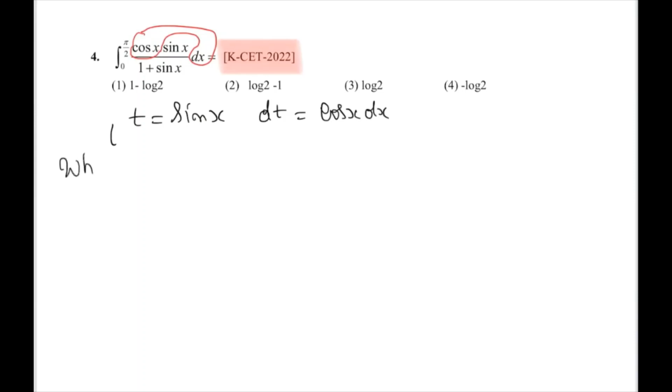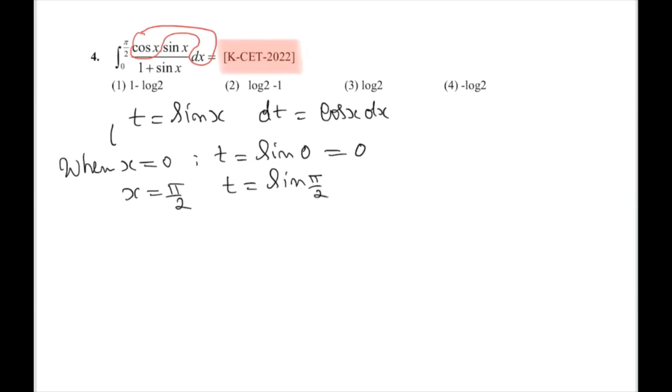Once you make the substitution, limits also change. 0 to pi by 2 is for the variable x. Now we need to find the limits for the new variable t. When x equals 0, t is sin 0, that is 0. When x equals pi by 2, t is sin of pi by 2, that is 1. So it takes the form integral 0 to 1.